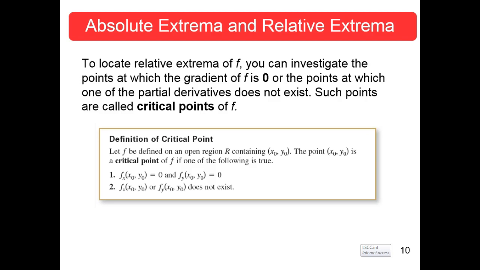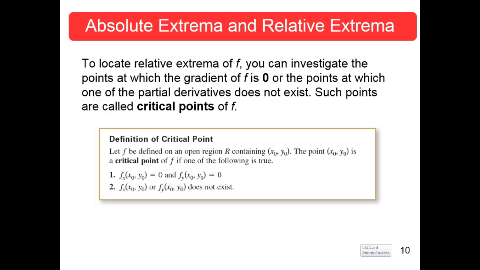If the partial of f with respect to x at (x0, y0) is equal to 0, and the partial of f with respect to y at (x0, y0) is 0. Both of them have to be true. Now, for some reason, it looks like that's an O and that's a 0. They're both supposed to be zeros. That was bad typesetting here. They're correct in the book. On the slide, they made that look like an O and that like a 0.